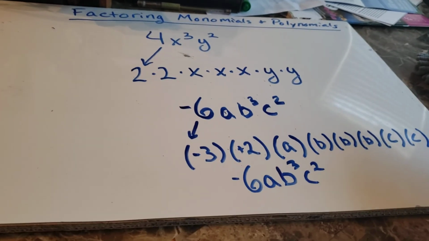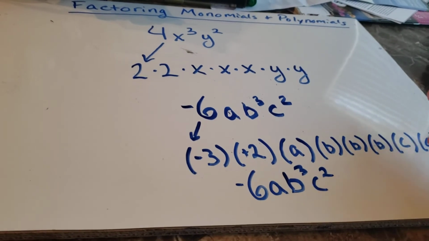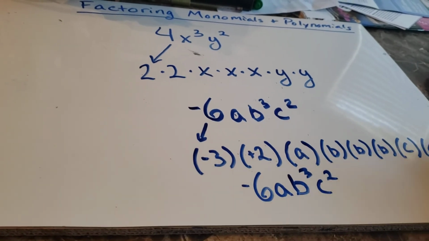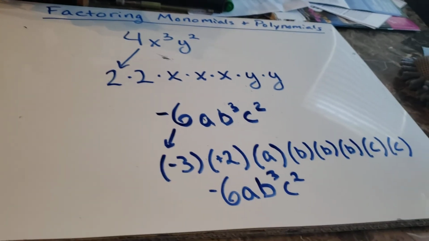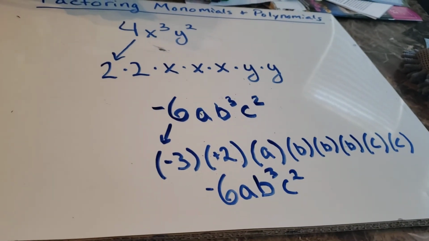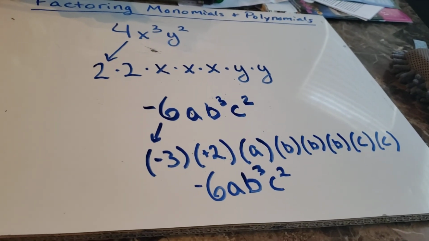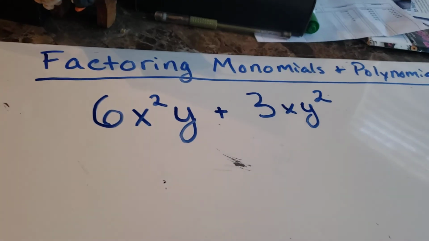So factoring a monomial is just breaking it down into the individual parts that make up the original algebraic expression when we multiply it, when we squish it all back together. So let's look at how that's going to help us factor polynomials.